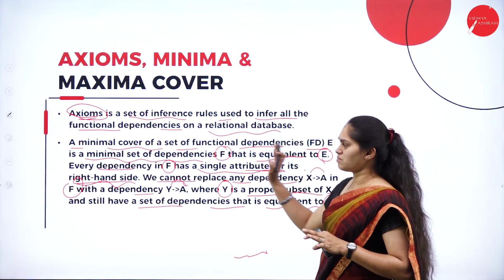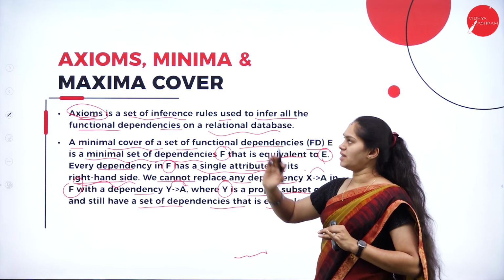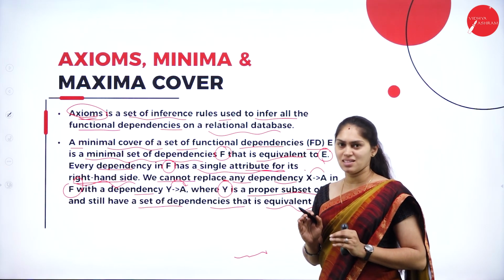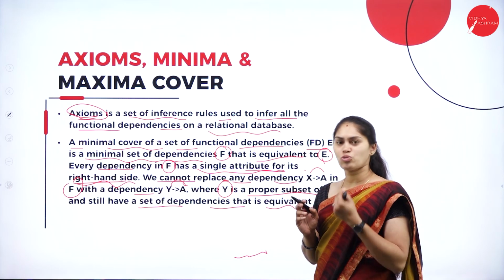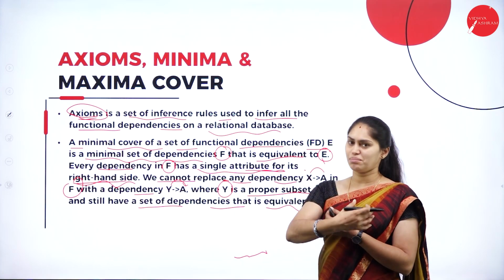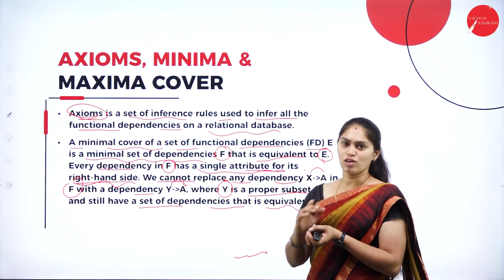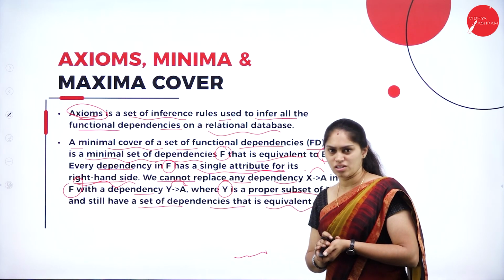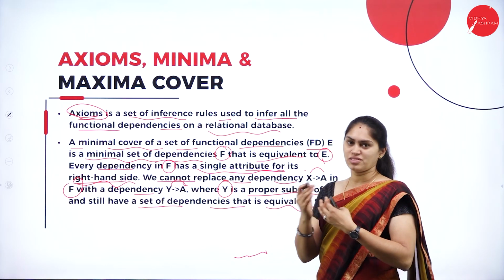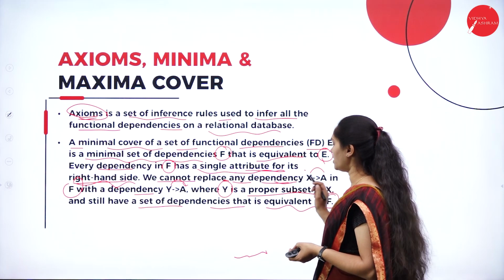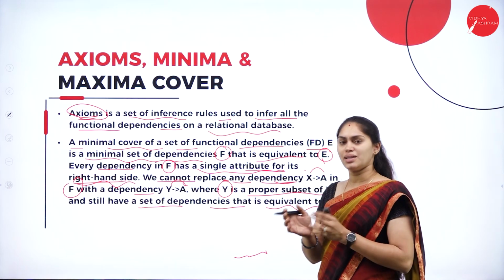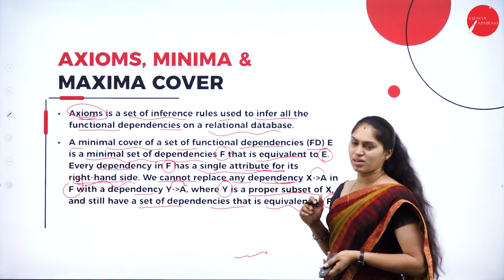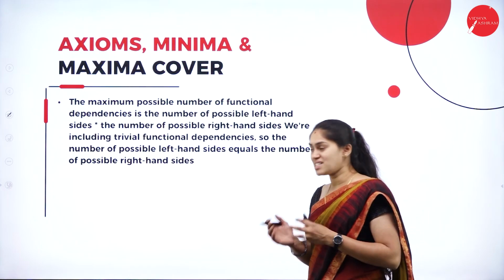So whenever we have this minimal cover or minimal functional dependency, at least one of the attributes will be dependent on the right hand side of another relation. So we can't replace any of the functional dependencies in the minimal cover.